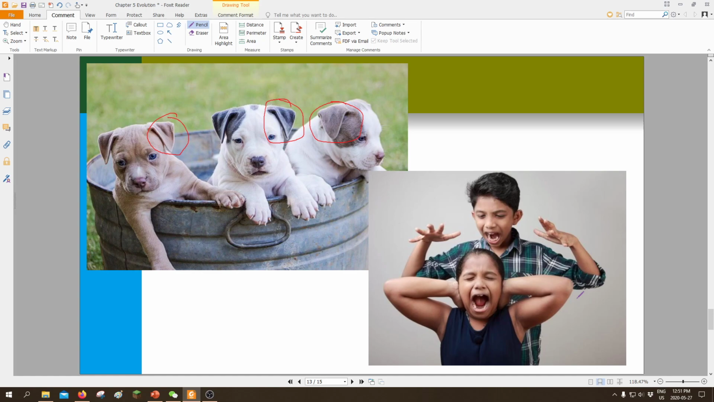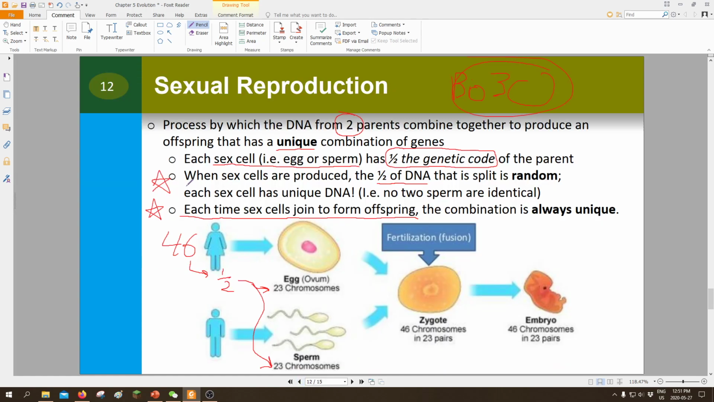Right? And you might see some differences in physical traits between you and your sibling as well. You two are related because you have the same parents, but because of the uniqueness of the combination of DNA as well as the uniqueness of the DNA itself in the sex cells, you are going to be a unique person. Now, of course, when you get to Bio 30, we can talk more about what about identical twins? What about fraternal twins, etc.? You'll learn more about that in Bio 30, okay?